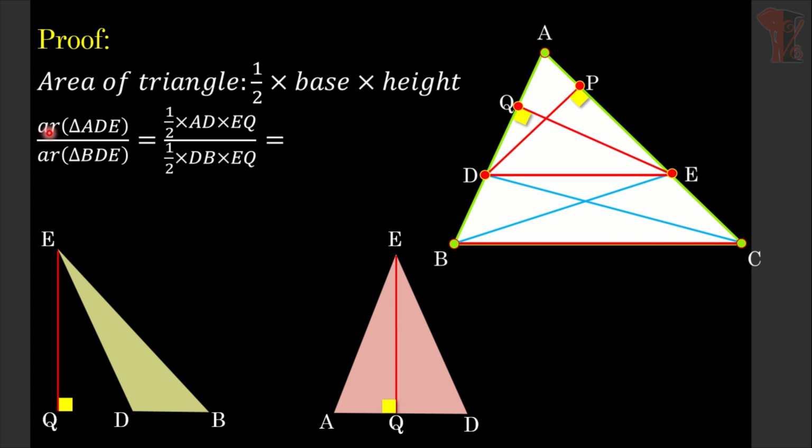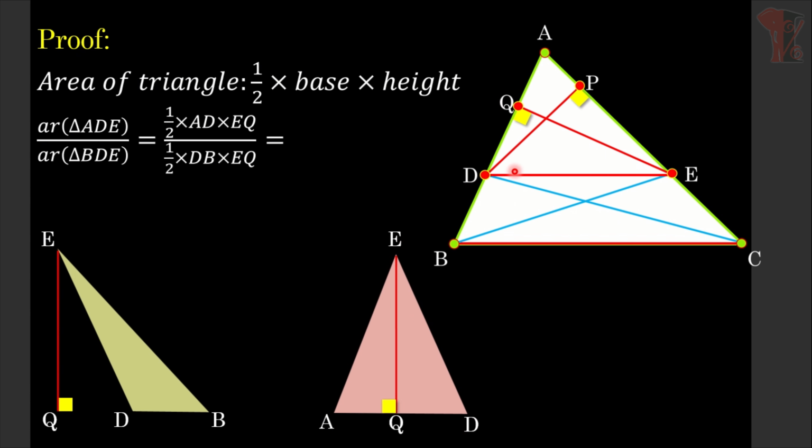Okay, now see, area of triangle ADE. So where is triangle ADE? Triangle ADE is this. Now here, half of AD: AD is the base and EQ is the height, because EQ is the line which is perpendicular to AD, correct? So when you rearrange the triangle, we are going to get a shape like this. It is nothing but the same triangle drawn tilted.